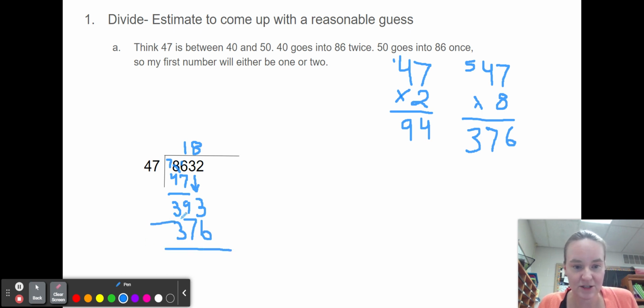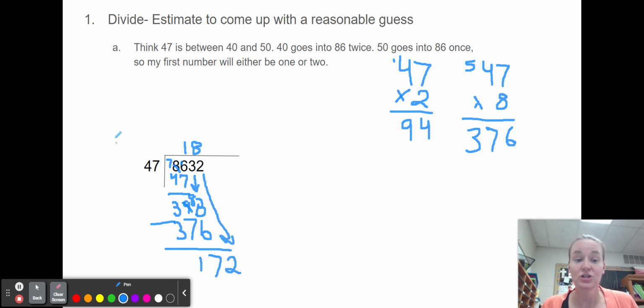I'm going to subtract. Well, 3 is smaller than 6, so I have to borrow. So then 9 becomes an 8. 13 minus 6 is 7. 8 minus 7 is 1. And 3 minus 3 is 0. Is 17 smaller than 47? Yes! That means I got that right. Fantastic. Divide, multiply, subtract. Check. 17 is smaller than 47. Then I need to bring down one more number.